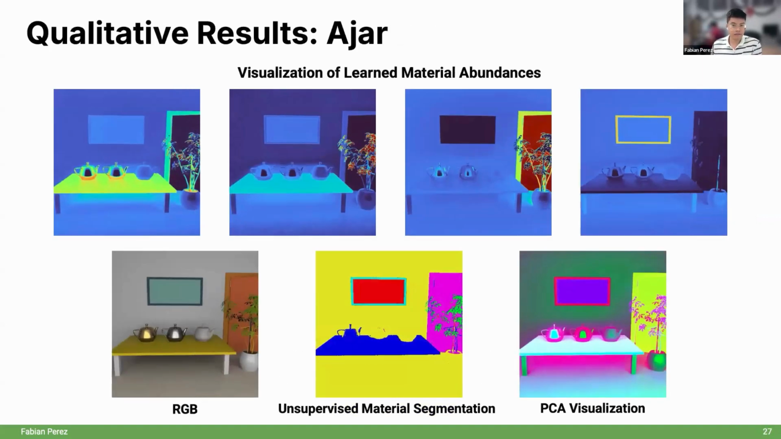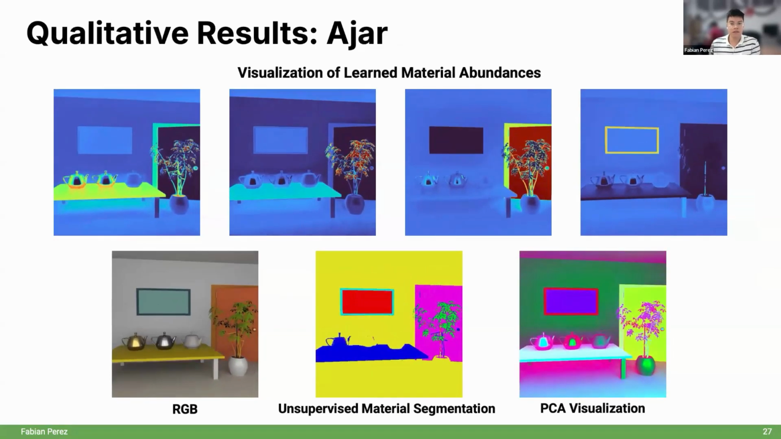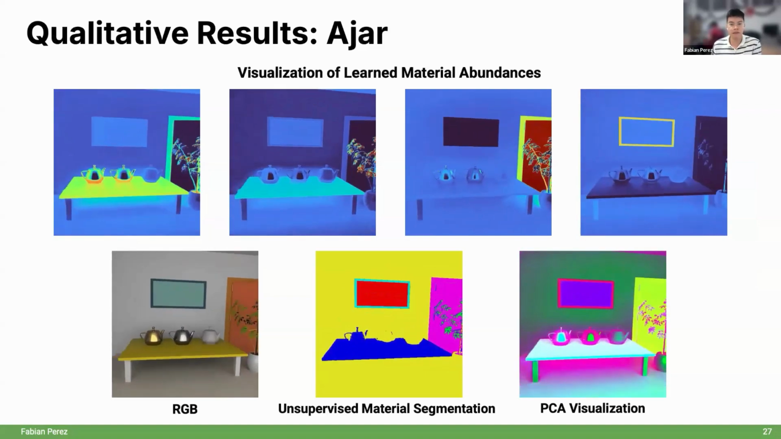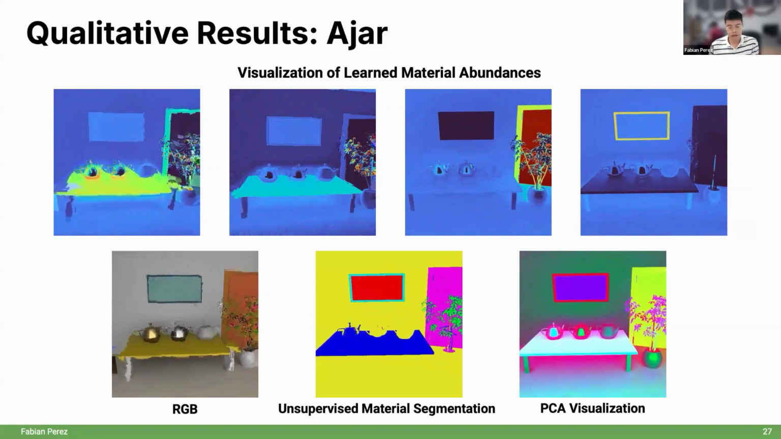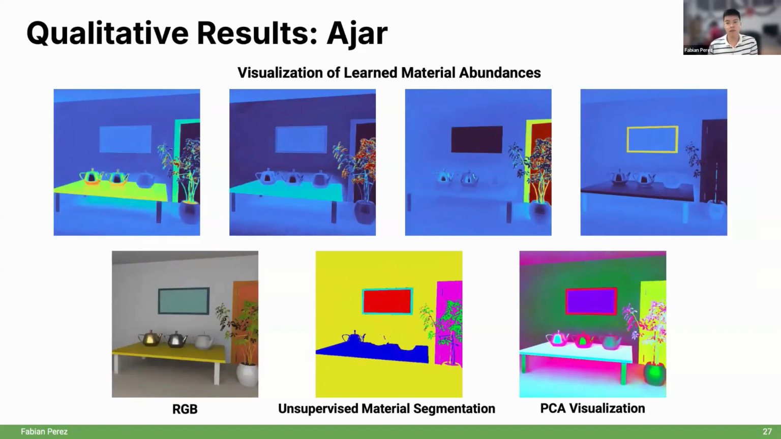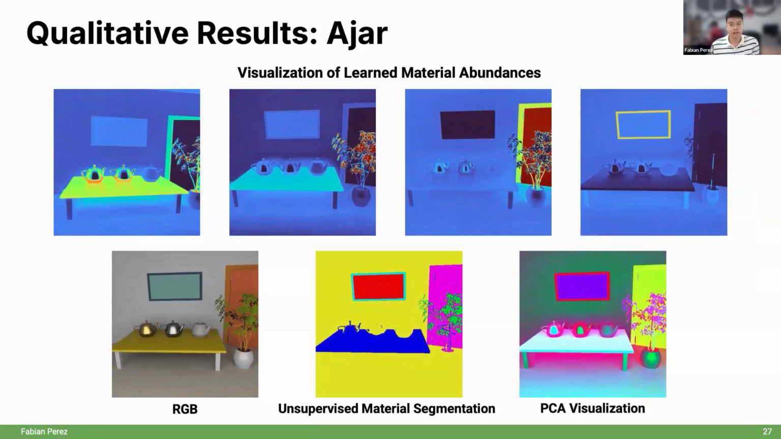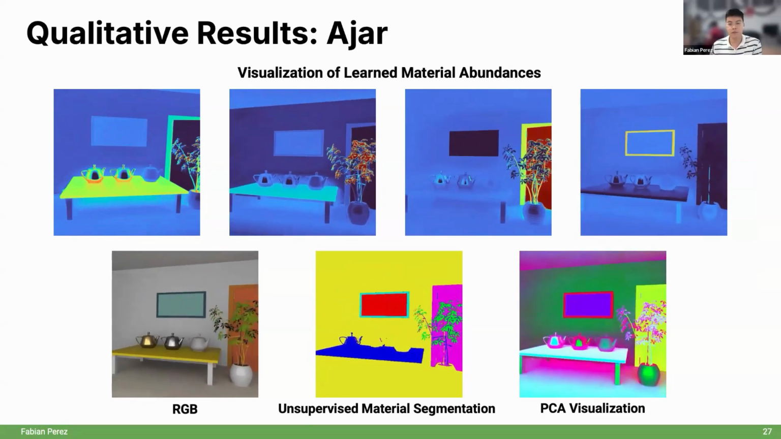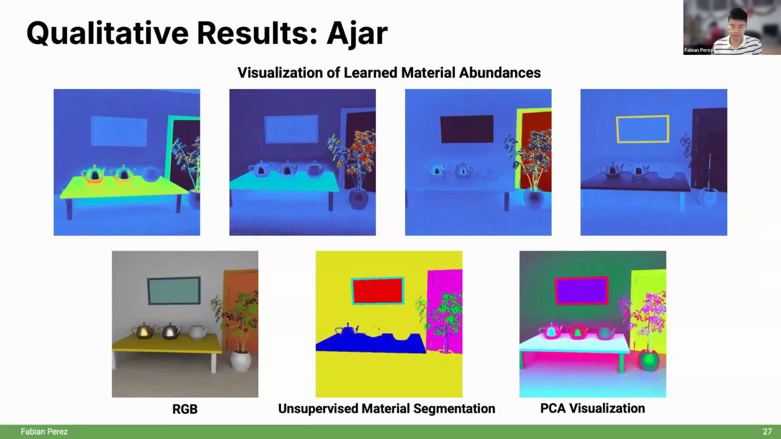This is the HR scene. The top row visualizes the linear material abundances. The bottom left is the rendered RGB. In the middle, you see the unsupervised material segmentation derived once more from the endmember probabilities. And on the right, there is a principal components projection of the predicted scene that acts as a sanity check and clusters the same regions that we see in the unsupervised material segmentation.